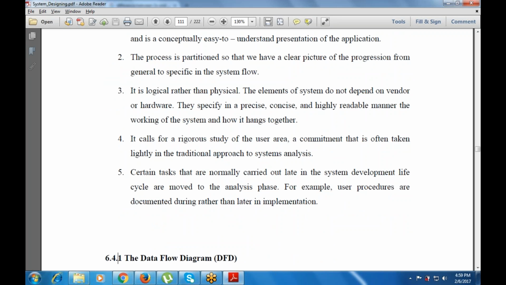Then the elements of a system, which do not depend on vendor or hardware, are specified in a precise and concise manner. They show the working of the system and how it hangs together, and it calls for a rigorous study of the user area, a commitment that is often taken lightly in the traditional approach to system analysis.